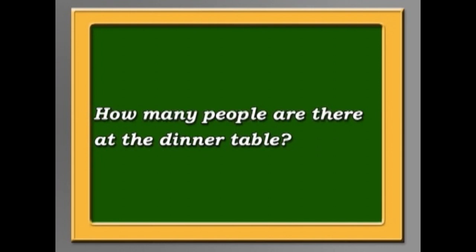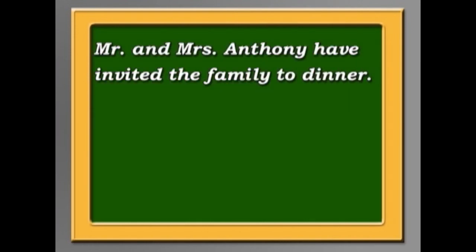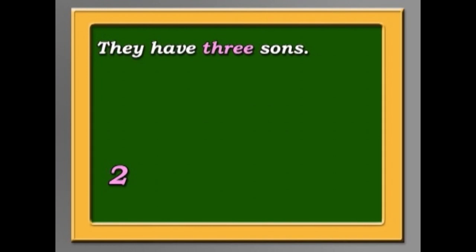Well, this is pretty easy, but I'll help you all the same. Mr. and Mrs. Anthony have invited the family to dinner. So how many people is that? 2. They have 3 sons. So what do we add? 3. So we have 2 plus 3.